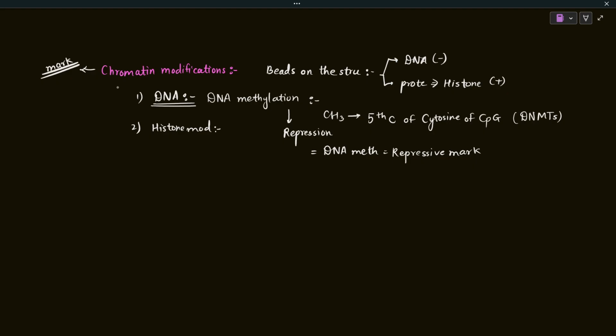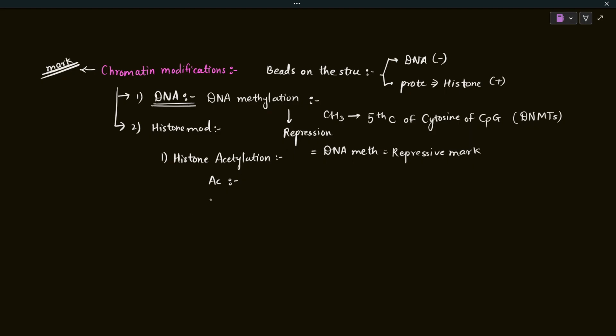In chromatin modification, we have DNA modification as well as histone modifications. The histone modifications are of different types. The types which we are going to learn in detail will be histone acetylation. Histone acetylation means addition of an acetyl group on the histones. On which histone, on which residue we will add, that we will also look at briefly.